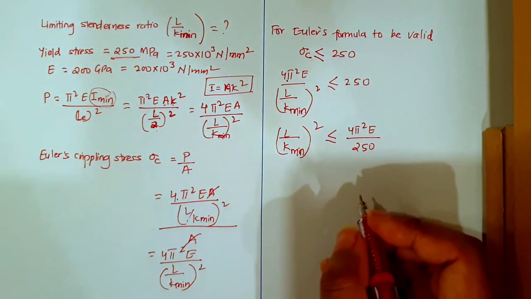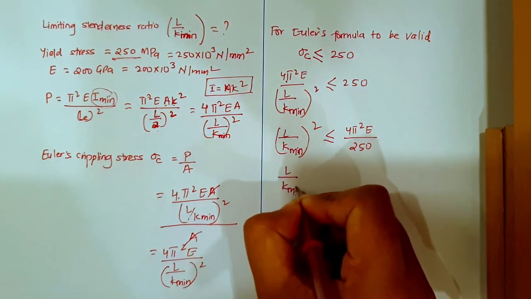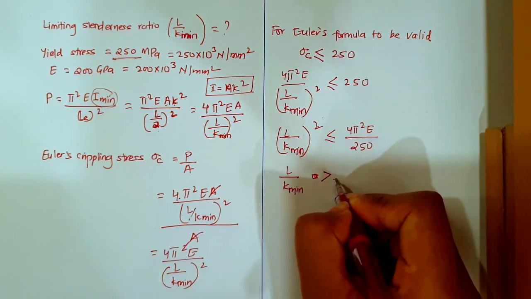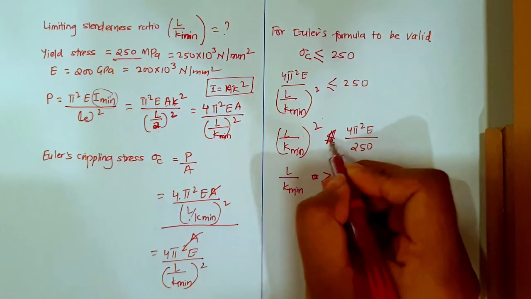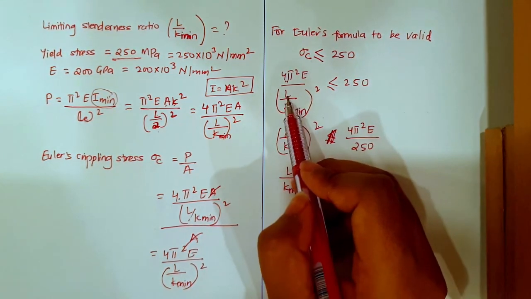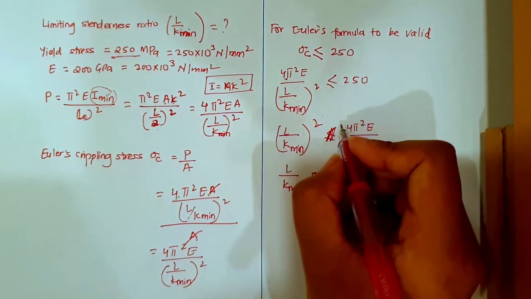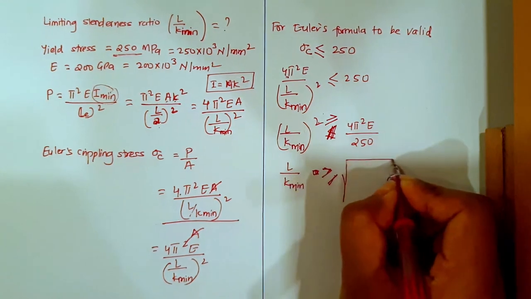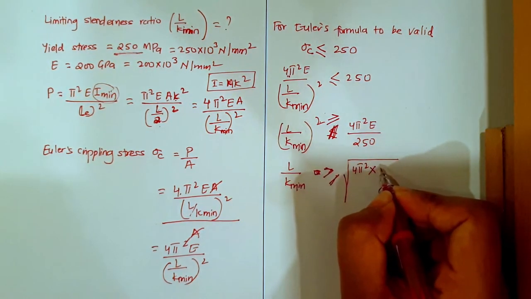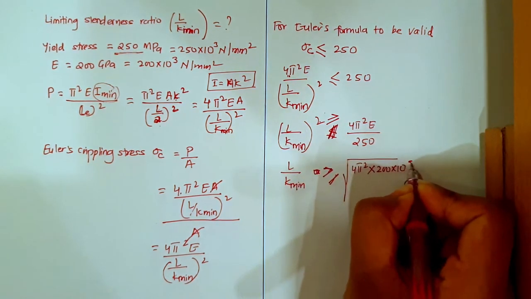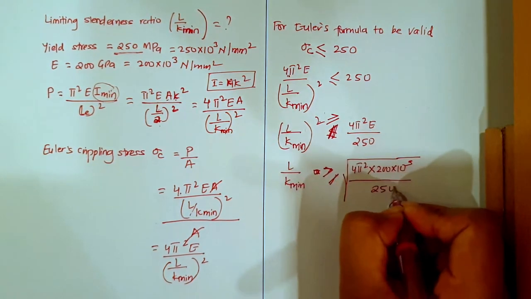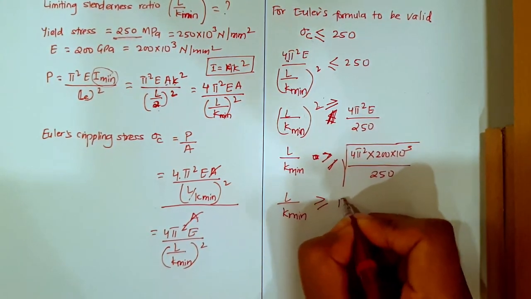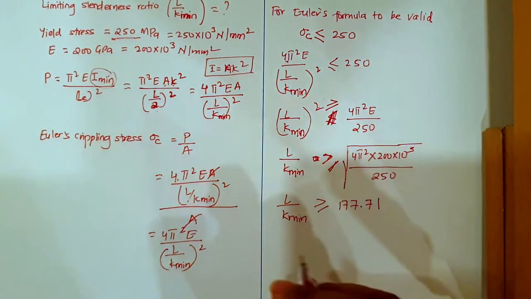Okay, now from here, if you further solve it, L by K minimum will be equal to, now I'm removing this square, so if I remove this square, it will be more than or equal to. I'm sorry, the sign will change here when I take this L by K minimum up and send this to this side. It will be more than or equal to root over of 4 pi square into the value of E, which is given equal to 200 into 10 raised to power 3, divided by 250. So from here I get L by K minimum will be more than or equal to 177.71.